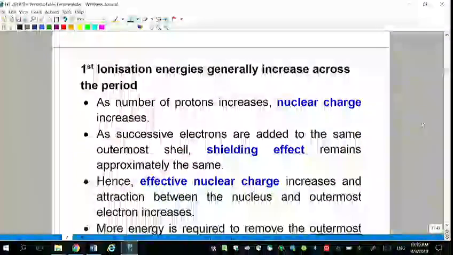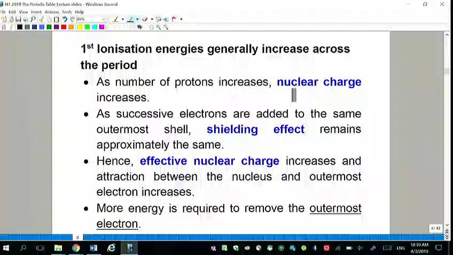Okay, so we need to talk about 3 main points. The first one is on nuclear charge. The second one is on shielding effect. Then I come to a conclusion based on these two, what I call effective nuclear charge. Okay, so to explain first IE across the period, I will always use nuclear charge, shielding effect, and effective nuclear charge.